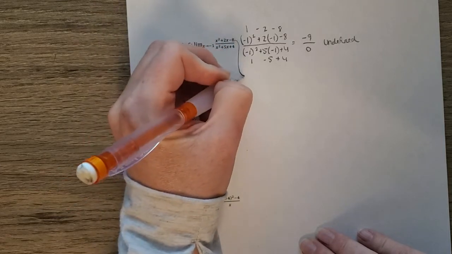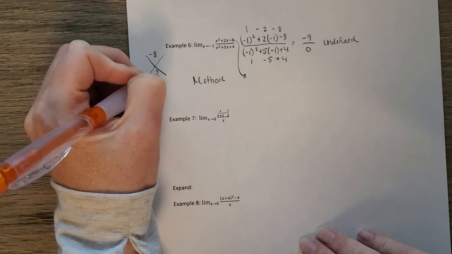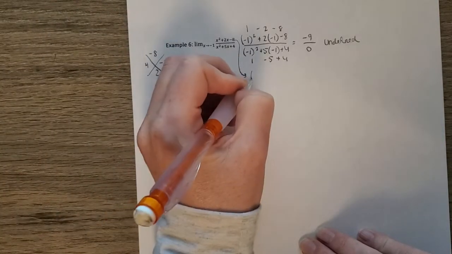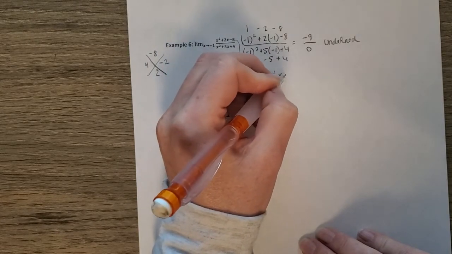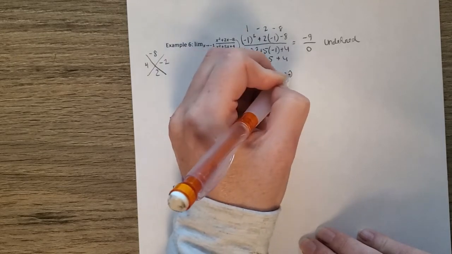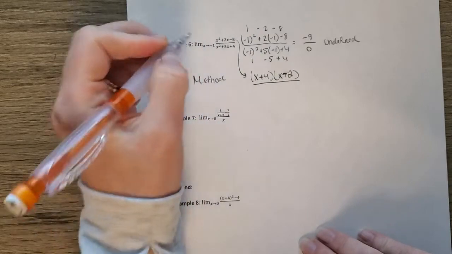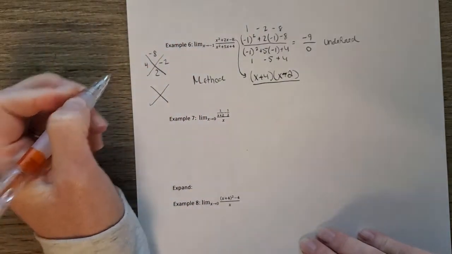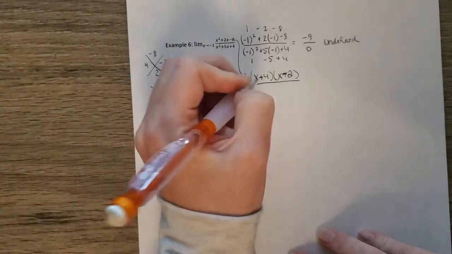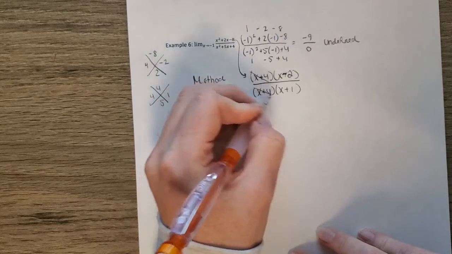So we take our numerator and factor it. We make our x. We get negative 8 and positive 2, so 4 and negative 2. So x plus 4, x minus 2 are our factors. Then the denominator, we make our x again, and we've got 4 and 5, so 4 and 1. x plus 4, x plus 1. The x plus 4's cancel.